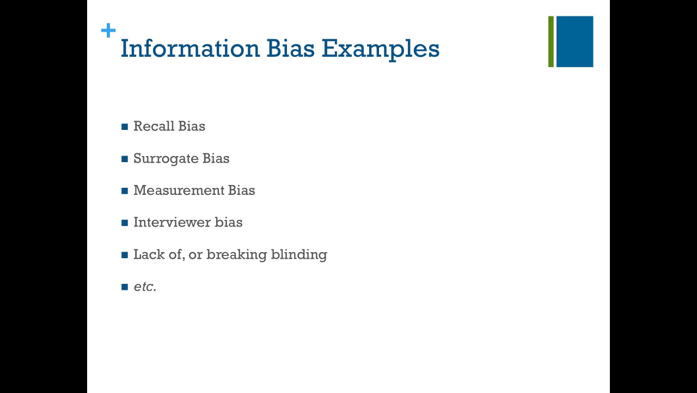Recall bias is when knowing the outcome affects what the participant tells you about their exposure status. Surrogate bias is when the family of a deceased patient downplays the bad and exaggerates the good characteristics of their loved one. Measurement bias is another whole category of bias that deals with how precisely and accurately variables can be measured. Interviewer bias is when the way the interview is conducted changes the information given by the participant. Information bias can also take place when blinding is absent or broken. This is just a small sampling of the information biases.